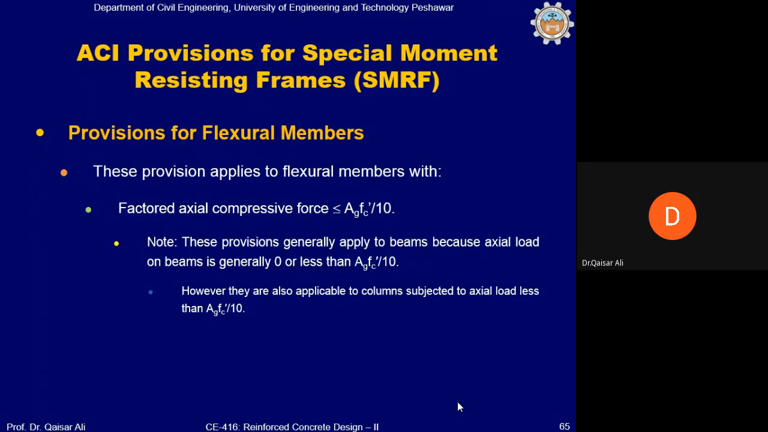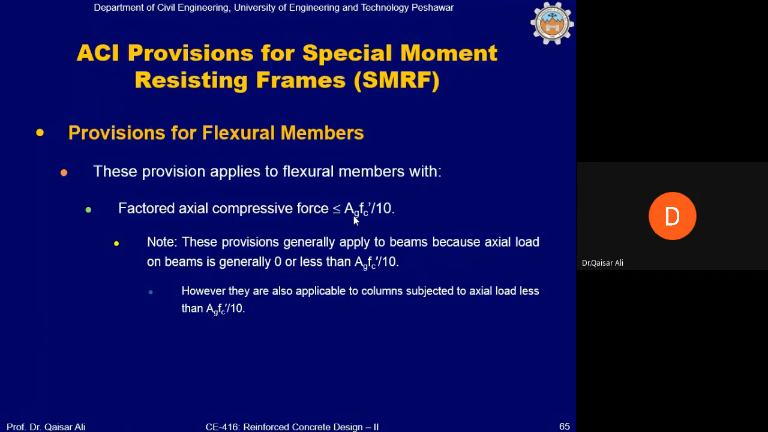It means that if there is a member with an axial compressive load, which is obtained from analysis, such that it is less than the axial load carrying capacity of the column. You know that when the cross-sectional area Ag is multiplied with the compressive strength of concrete used in the member, it will give us the axial load capacity of that member. And divided by 10 means 10% of this axial load capacity.